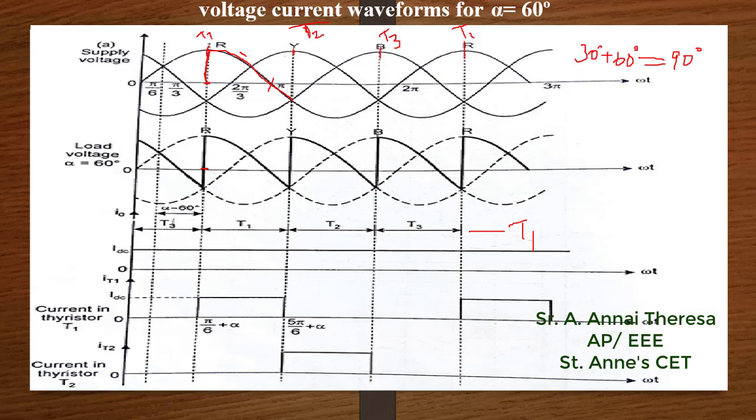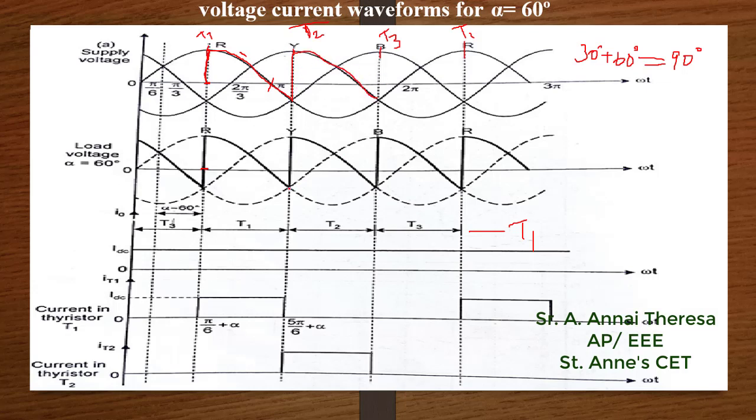Then at this point the Y phase is maximum, so T2 should be triggered. This is the 90 degree for Y phase. For R phase this is the 90 degree, for Y phase this is the 90 degree, and for B phase this is the 90 degree. Again here we are going to trigger this T2. What will be the output? The Y phase voltage will appear across the load.